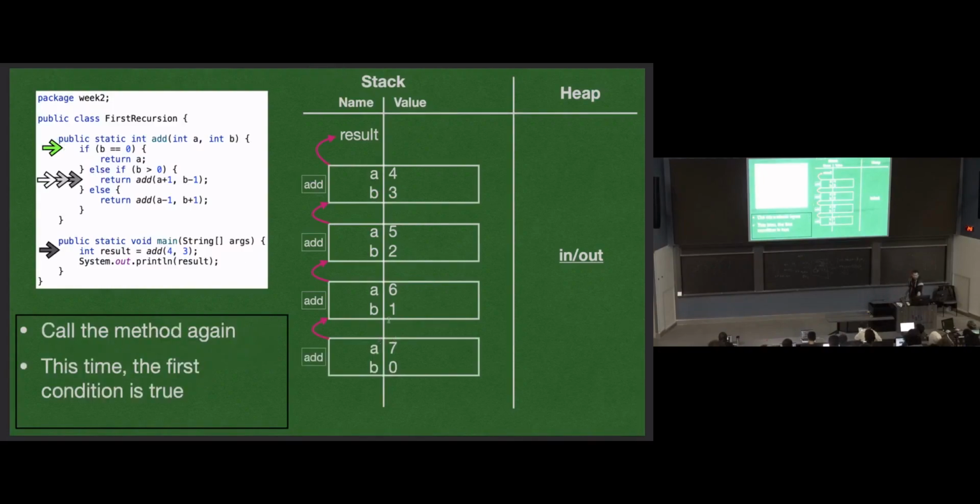We call the method again. A plus 1 is 7, B minus 1 is 0. This is the new active stack frame. We call the method again. And finally, we get something a little different happening. We hit what's called our base case of the recursion.